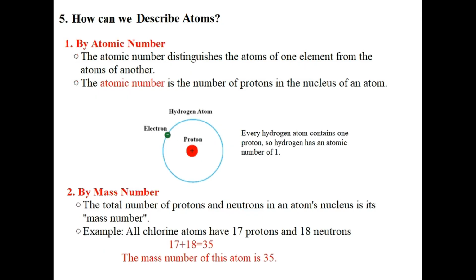Finally, how can we describe atoms? First, by the atomic number. The atomic number distinguishes the atoms of one element from the atoms of another. The atomic number is the number of protons in the nucleus of an atom. If we look at the picture, we have a hydrogen atom. Every hydrogen atom contains one proton, so hydrogen has an atomic number of 1.